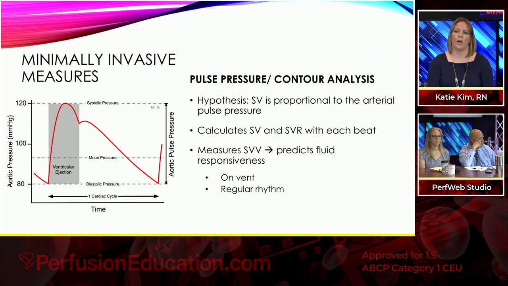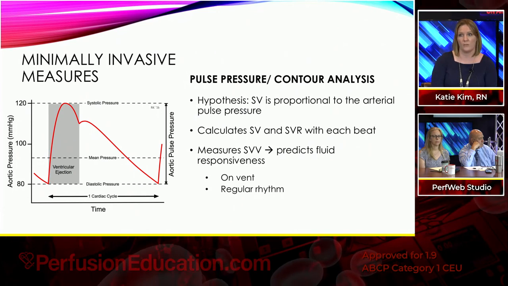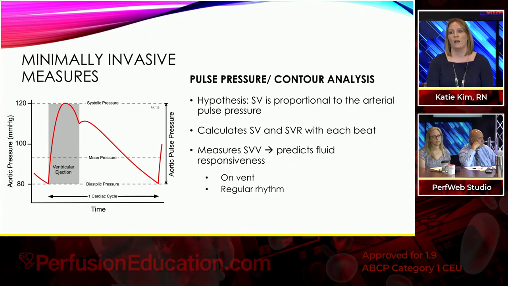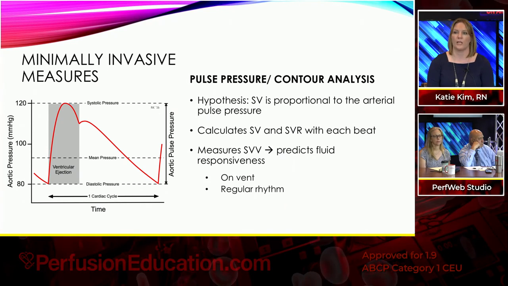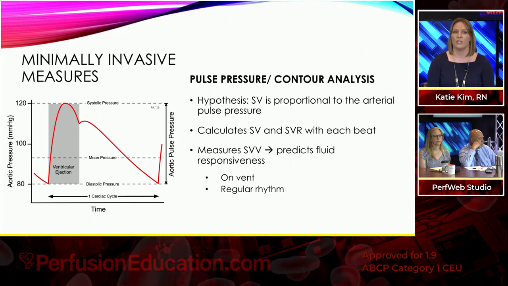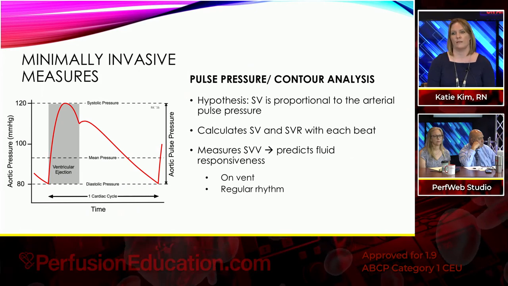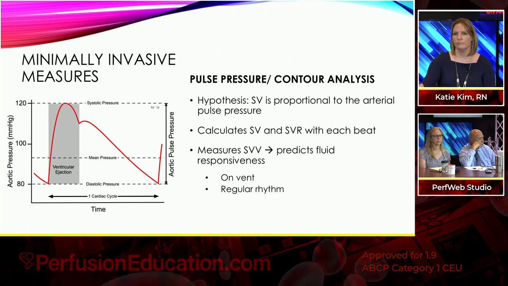And so if our stroke volume variation was less than 20%, we would give pressors because we would assume that the tank was full. If it was over 20%, then we would assume that the patient was dry and we would try a fluid challenge for those patients. But the caveat is patients have to be vented, they have to have a regular rhythm, and that's how you would know that it was accurate.